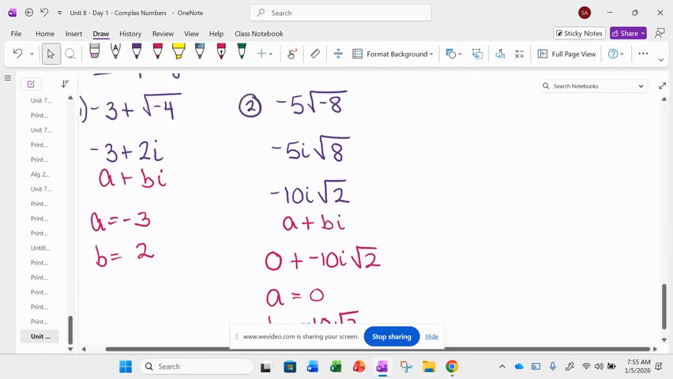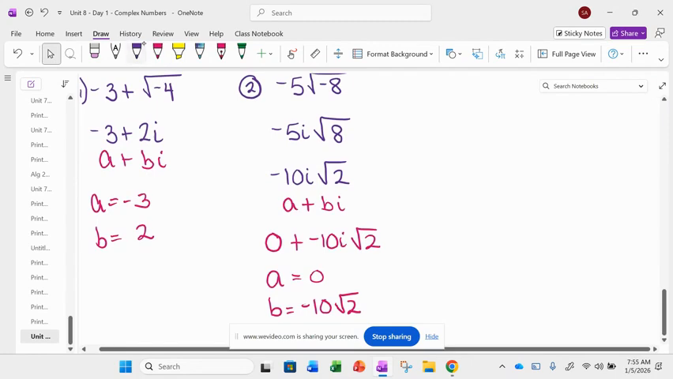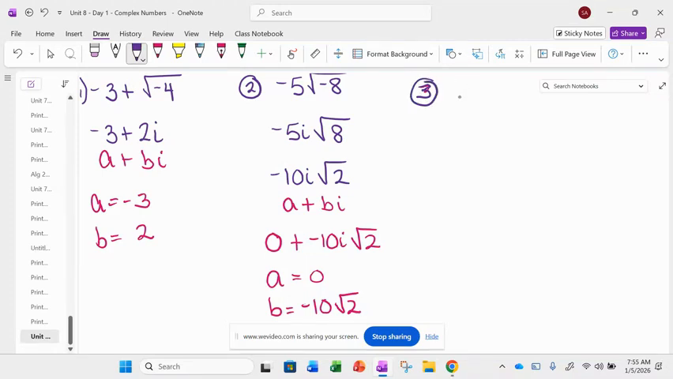Okay, you guys try this next one. So I want you to simplify it. Then I want you to write it in complex form and identify your a and your b. 2 minus the square root of -10.